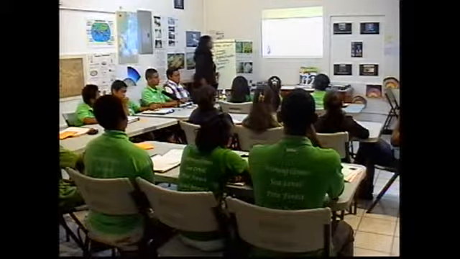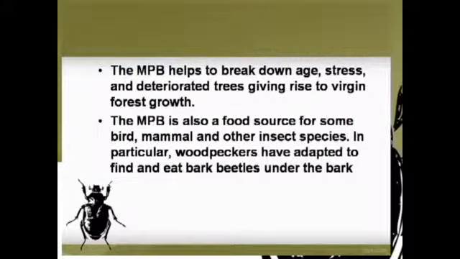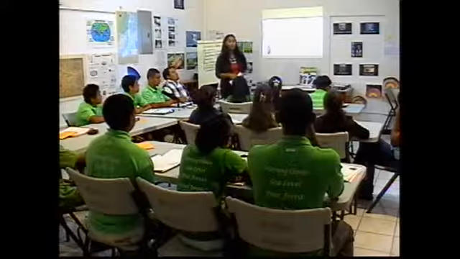The mountain pine beetle is also a food source. So it destroys trees, and we are learning that it's also a food source for some birds, mammals, and other insect species. In particular, woodpeckers have adapted to find and eat bark beetles under the bark. When I did my research, I found out that whenever certain pine forest trees are under attack, you will always find woodpeckers eating from that same tree as well.